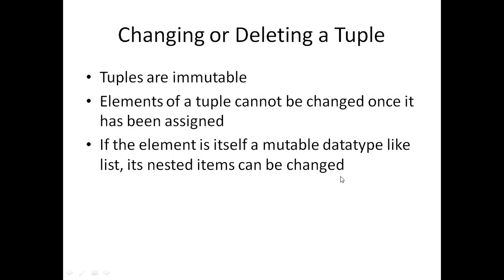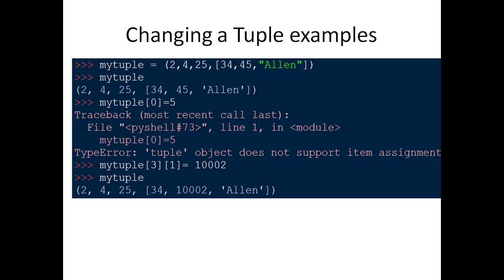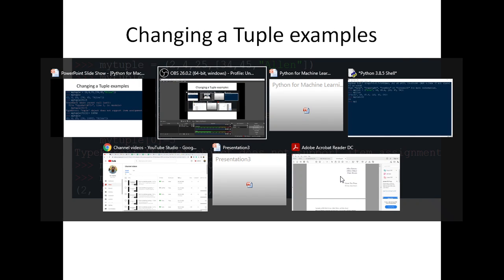That is, if we have a tuple and inside the tuple we have a list that is stored inside the tuple, we can change that list because a list is a mutable thing. So if you are storing a list inside a tuple, that list can be changed. Okay, we will see an example, then you will understand what this is.